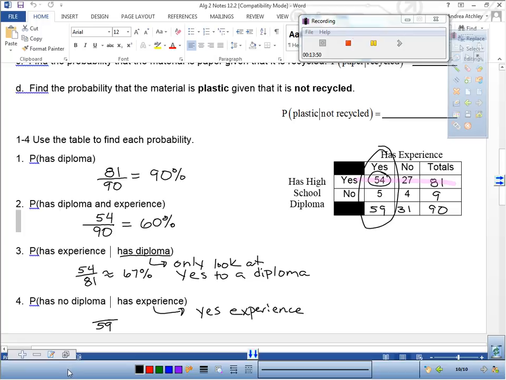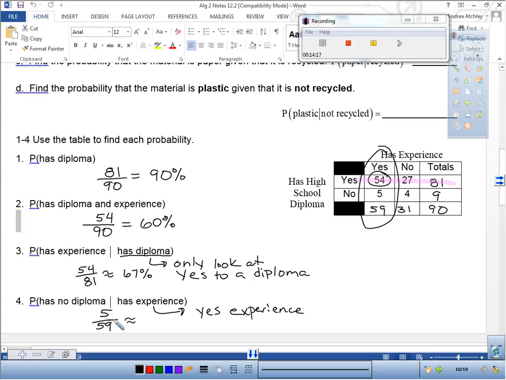Now in that column, we want to look for the people that have no diploma. So Bishoy, how many people don't have a diploma? 5. So those are the numbers I should be using. 5 over 59. And what is that percentage, class? 84? That's a small number, right? What should it be?